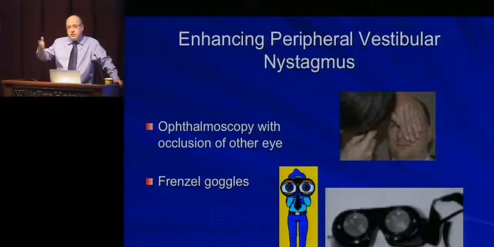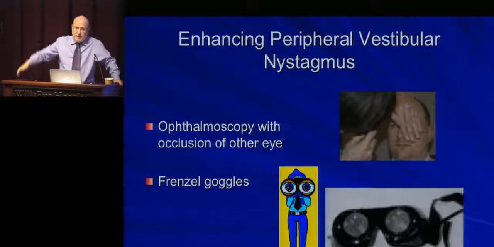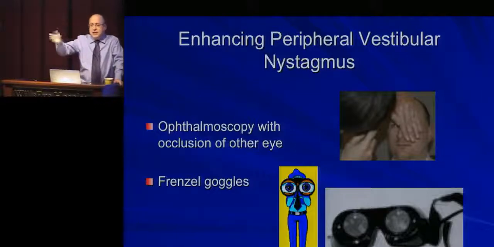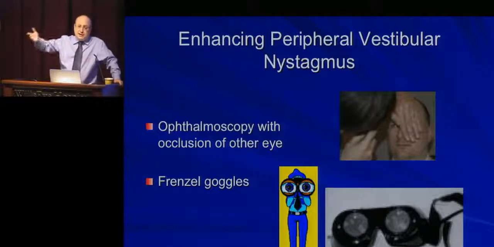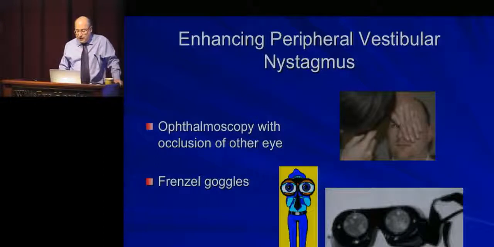And it's the opposite way of what it looks like because it's the back of the eye, right? So even though it's a direct ophthalmoscope and things aren't inverted, if the optic disc beats to the right, it's a left beating nystagmus because it's the back of the globe. The other thing you could do is put on these Frenzel goggles that you see here.